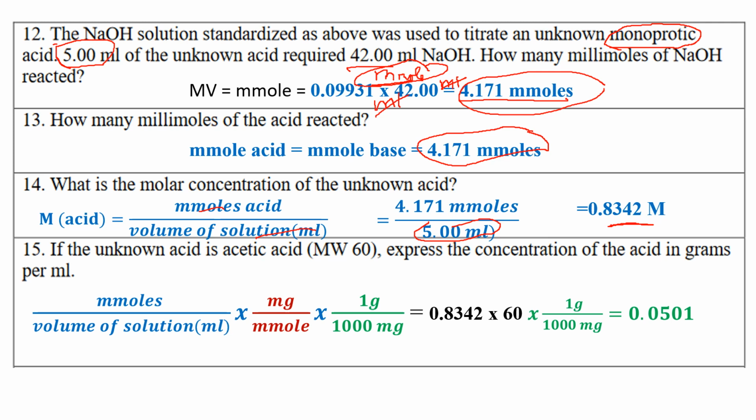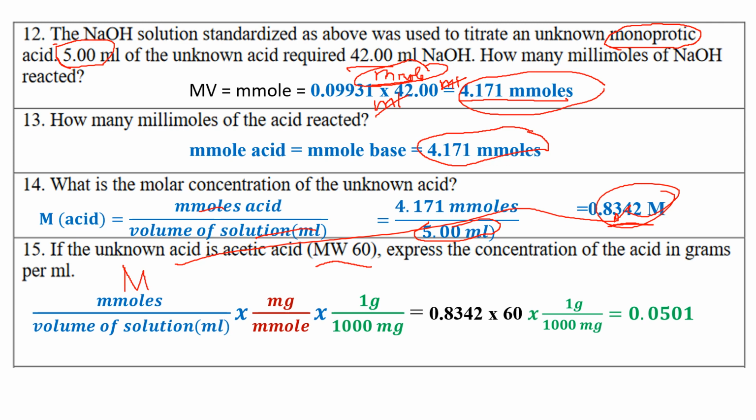Again, sa number 15, if the unknown acid is acetic acid, you are given molecular weight. So, kailangan yan. Express the concentration of the acid in grams per ml. So, this is simply a conversion problem. So, millimoles per volume in ml, di ba? This is your molar concentration. So, saan mo to kukunin? Ito yun, yung molarity ng acid. Tapos, millimoles per ml yung molar concentration.